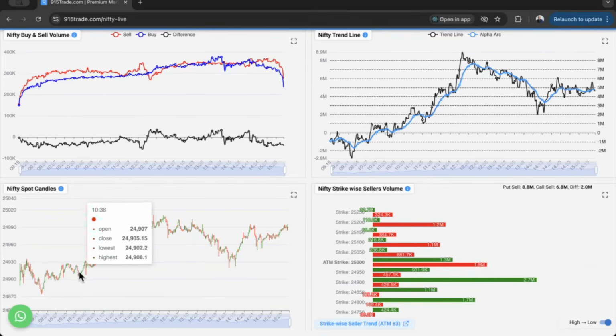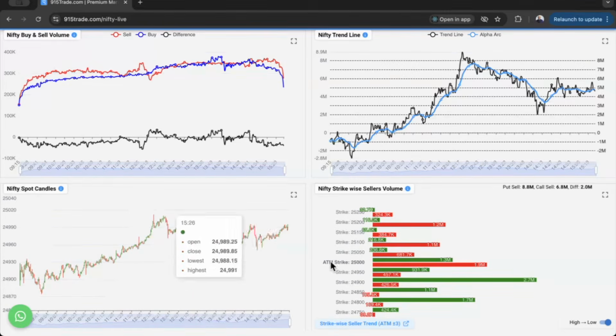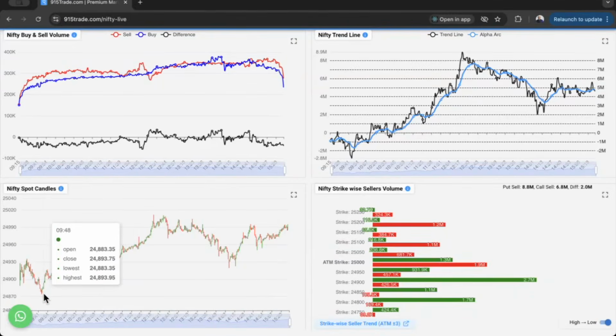In the Indian market, you have put buyers here, here, here, here, and here. You have put buyers across the entire market. Unfortunately, that is reality. We have put buyers in the market since morning. You have fresh buyers here as well.